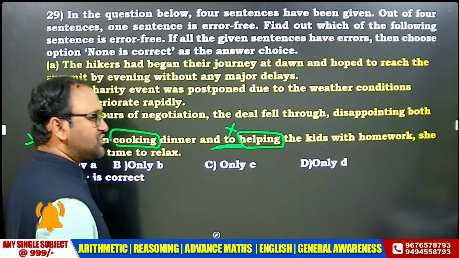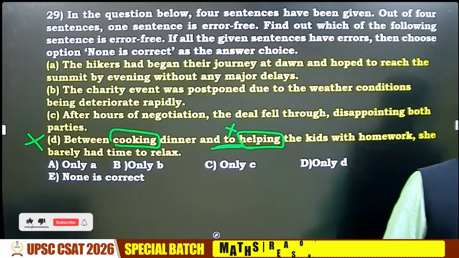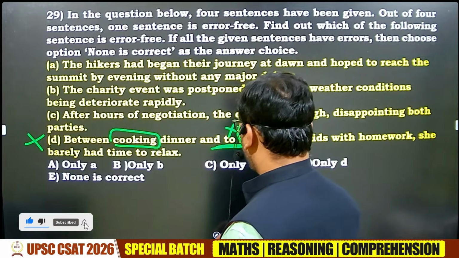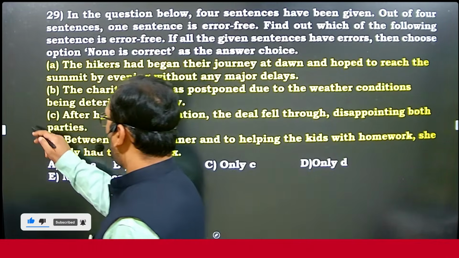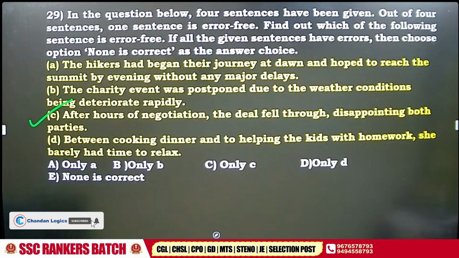Why do you want to use a preposition to here, friends? So the answer is option C. Option C is the only right option.